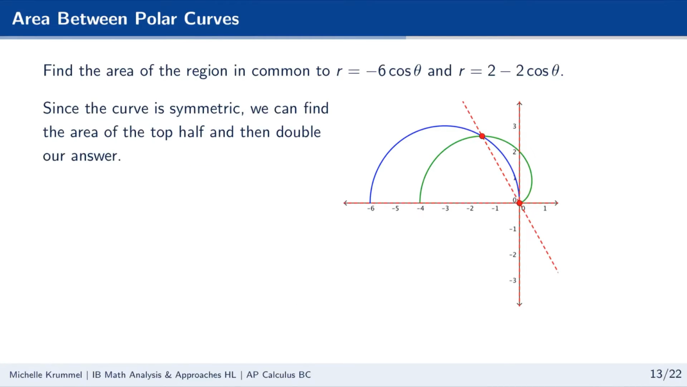Now we're only going to work with the top half of these curves. We could work with the whole curve, but it's going to be easier if we just work with the top half. We just have to remember in the end to multiply our answer by 2. So again, I had here theta equals 2 pi over 3. We're going to have to do this in parts.